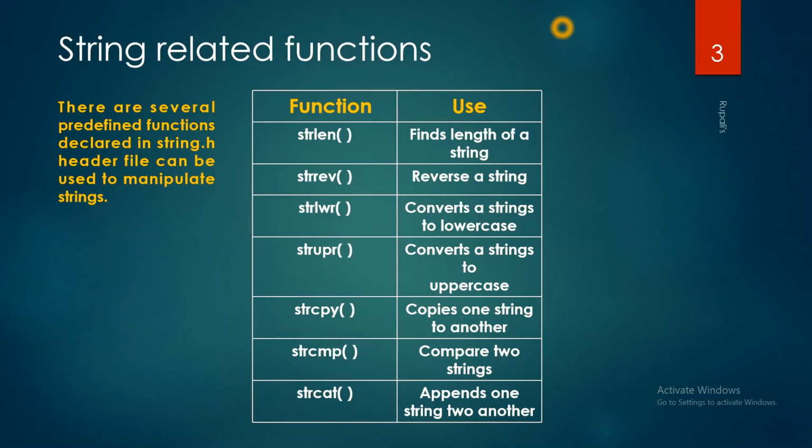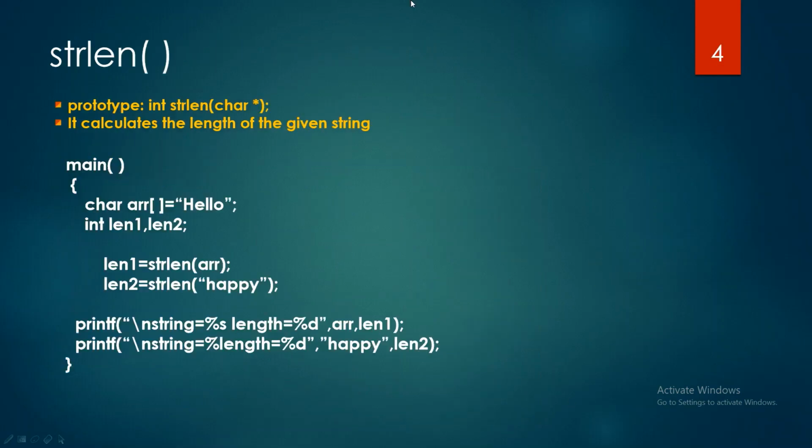There are several predefined functions declared in the string.h header file that can be used to manipulate strings. strlen finds the length of a string, strrev reverses a string, strlwr converts a string to lowercase, strupr converts a string to uppercase, strcpy copies one string to another, strcmp compares two strings, and strcat appends one string to another.